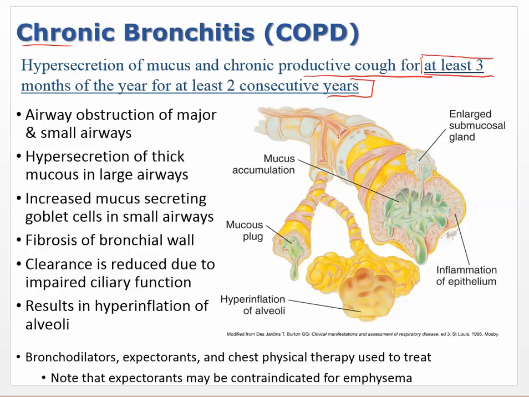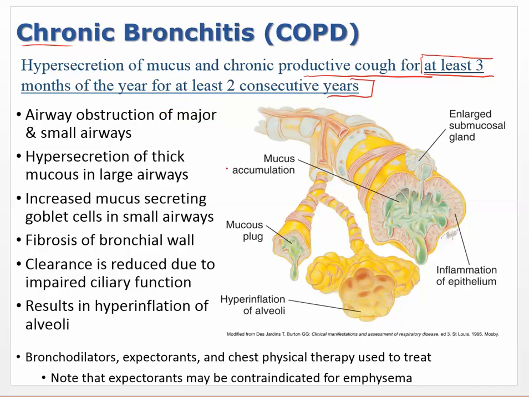But what it is, it's bronchitis that's chronic. Okay, so it's bronchitis that shows up, lasts a while, and keeps continuing to come up. So that's chronic bronchitis, and that is associated. It's really hard with COPD, when someone is diagnosed with COPD, to really separate out the emphysema from the chronic bronchitis because they kind of happen together. So an airway obstruction of major and small airway. So now we have obstruction of major airways as well.